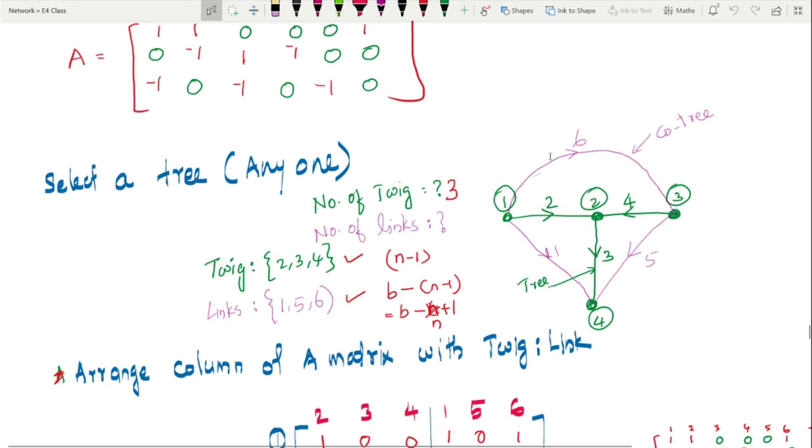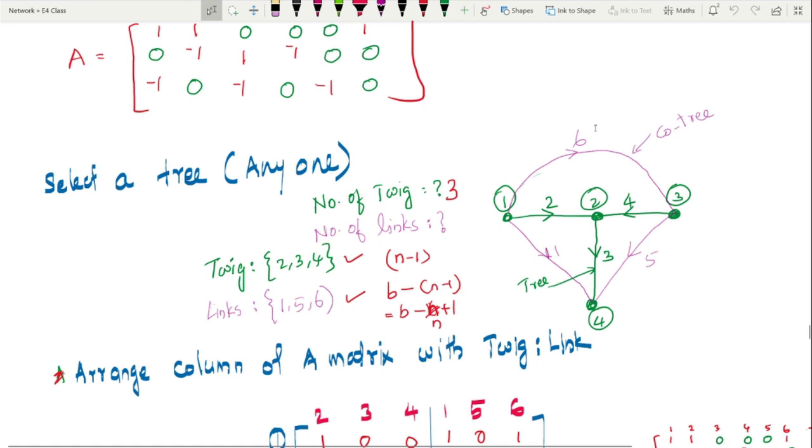We know the complement of a tree is nothing but the co-tree. What is the name of tree branches? It is known as twig. How many twigs are there? We have 3 twigs, that is 2, 3 and 4; the branches of the tree are branches 2, 3 and 4. We know the relationship between the number of twigs and nodes: the number of twigs is equal to n minus 1.